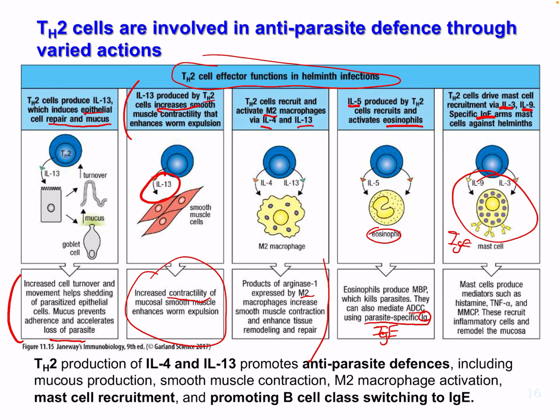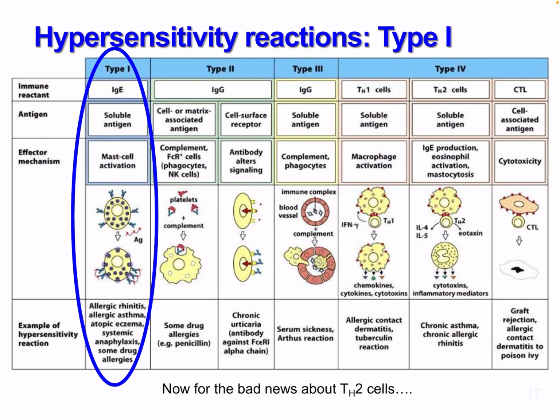having parasitic effects. So Th2 production of IL-4 and IL-13 promotes antiparasitic defenses, including mucus production, smooth muscle contraction, M2 macrophage activation, mast cell recruitment, and promoting B cell class switching to IgE. So now we'll see here, the giveaway about our type 2 is IgE and type 1 hypersensitivity. So again, now for the kind of the bad side.